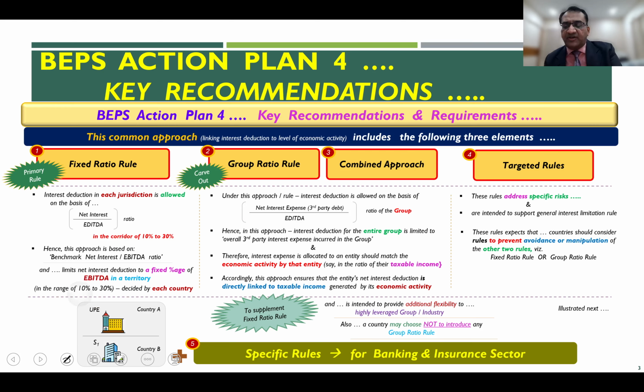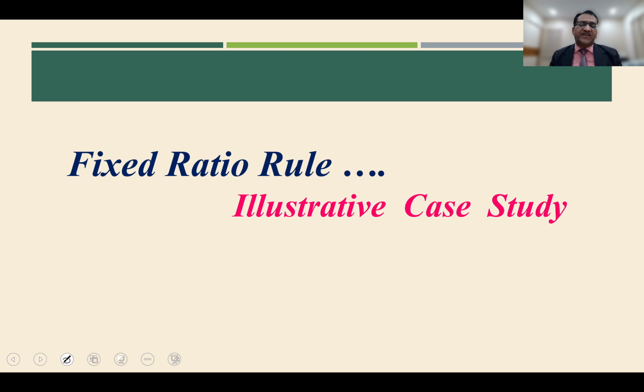Now, the primary focus of our discussion today would be to look at various case studies to explain these rules. How do you operationalize them? How will the fixed ratio rule work? How will the group ratio rule work? And how is there an interplay between the fixed ratio rule and the group ratio rule? So we will see three different case studies today to consolidate our deliberation in the previous video. Let us first look at the illustrative case study on the fixed ratio rule.